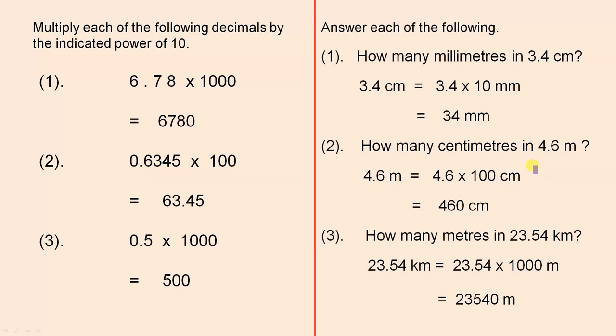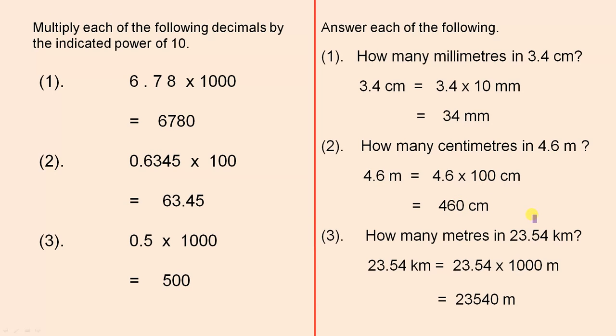How many centimetres in 4.6 metres? If we know that there are 100 centimetres in a metre, all you do is move the decimal point 2 places to the right, which gives you an answer of 460 centimetres.